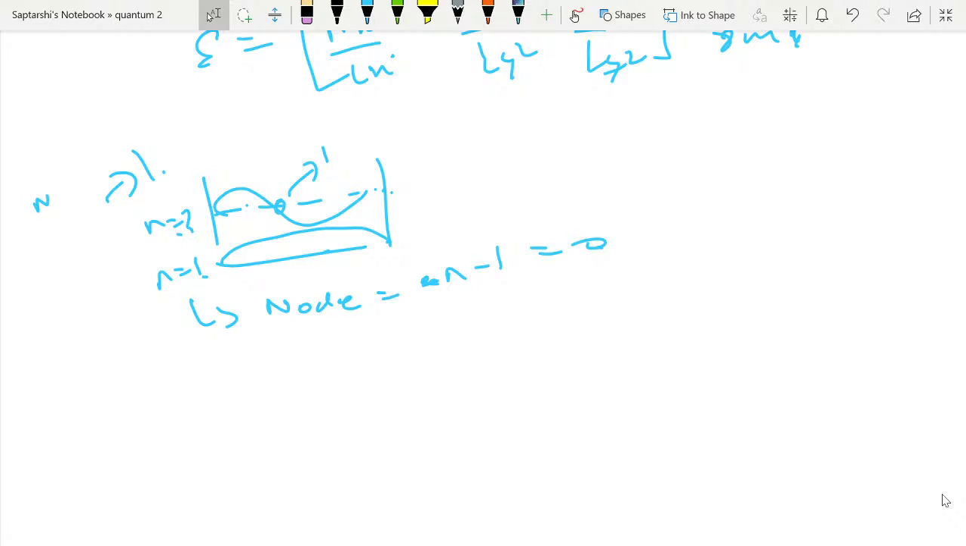Similarly, you have to draw the terminals. Now the length of the wave is given by length equals n lambda by 2, where lambda is the wavelength of the wave. Or you can remember it as n lambda equals 2L.